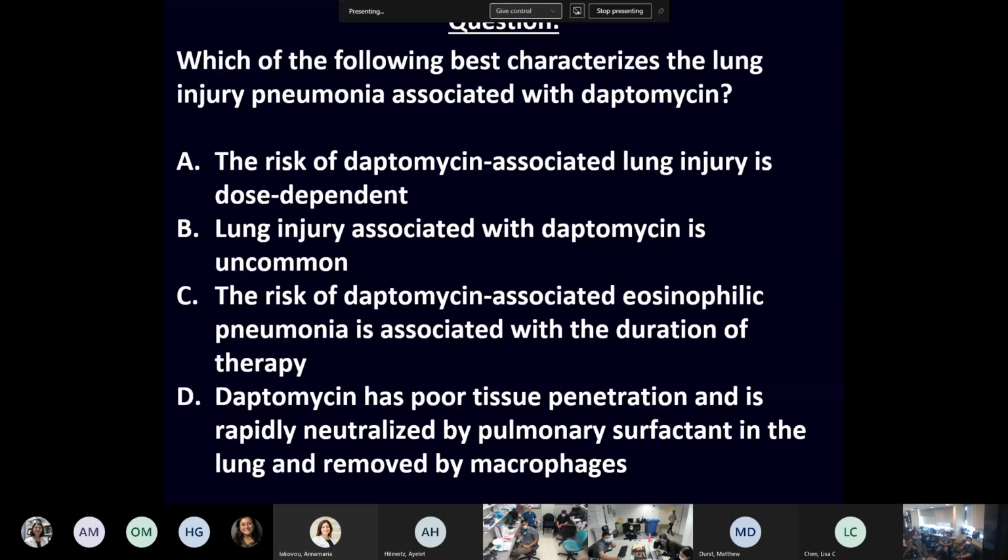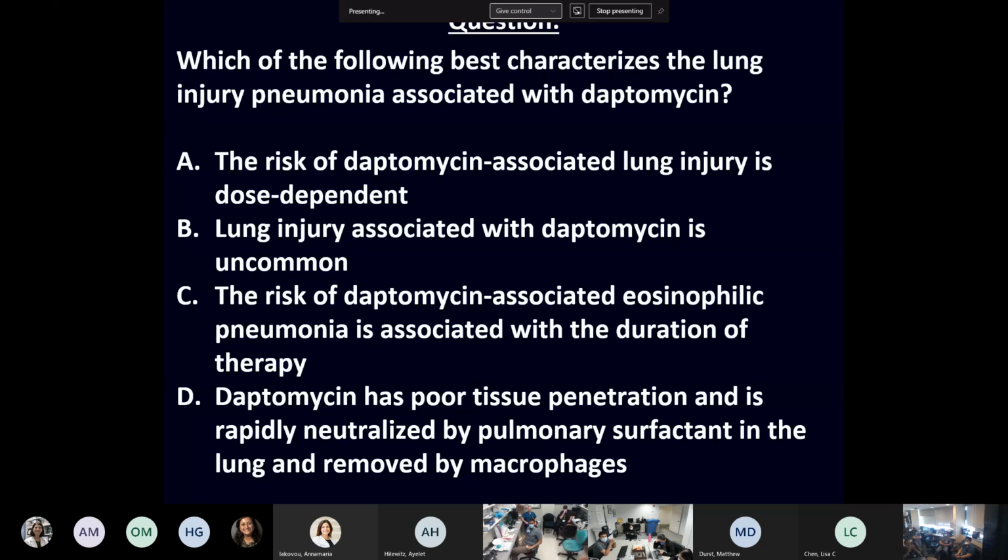So the question is: which of the following best characterizes the lung injury pneumonia associated with daptomycin? A, the risk of daptomycin-associated lung injury is dose-dependent. B, lung injury associated with daptomycin is uncommon. C, the risk of daptomycin-associated eosinophilic pneumonia is associated with the duration of therapy. Or D, daptomycin has poor tissue penetration and is rapidly neutralized by pulmonary surfactant in the lung and removed by macrophages.